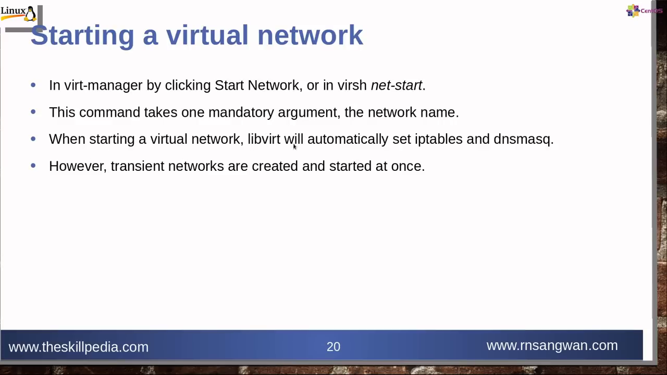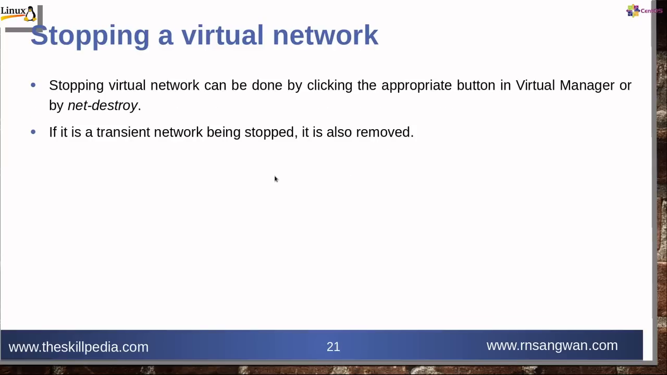When starting a virtual network, libvirt will automatically set up iptables and dnsmasq. However, transient networks are created and started at once. Stopping a virtual network can be done by clicking on the properties button in the virtual network manager or by net-destroy. If it is a transient network being stopped, it is also removed with this command.